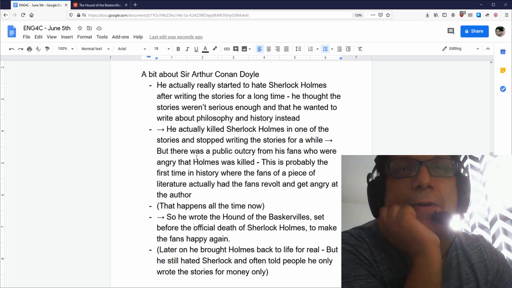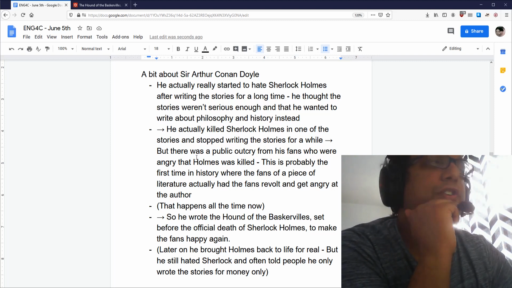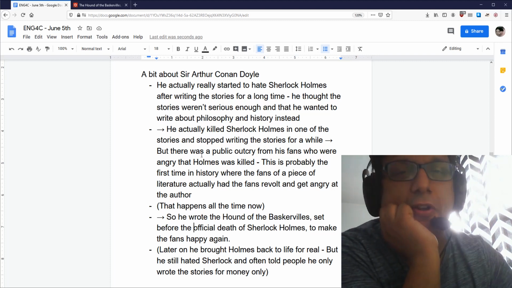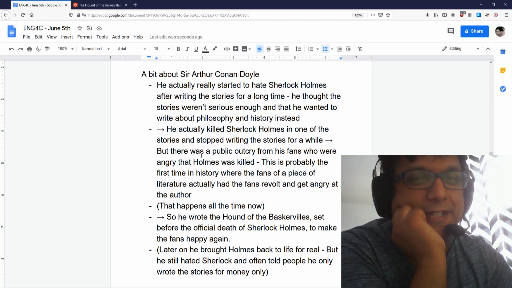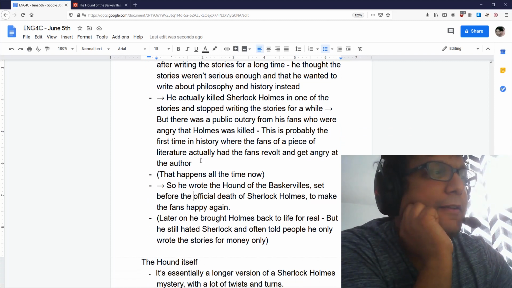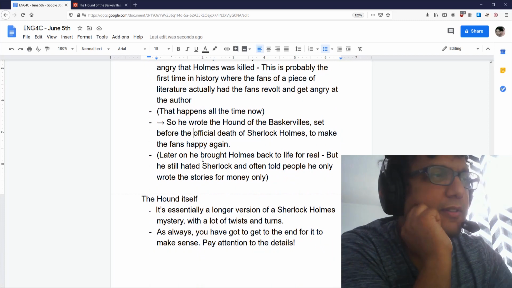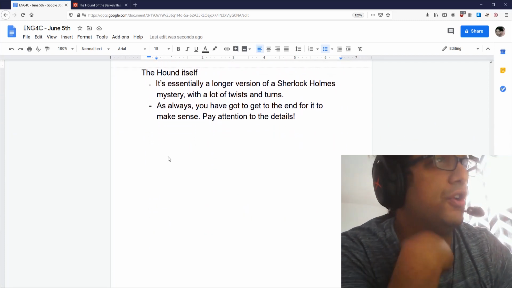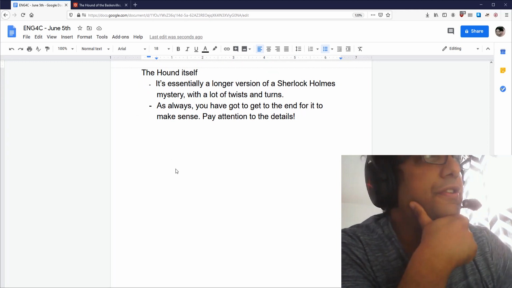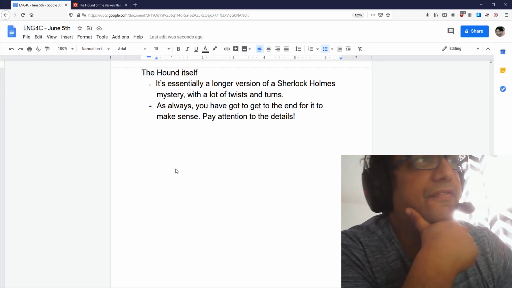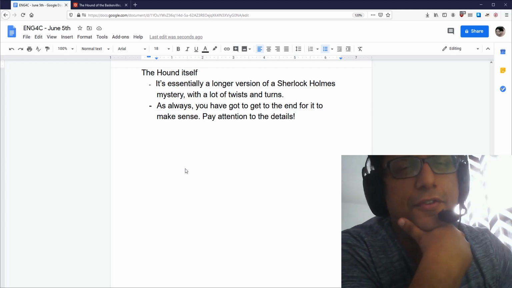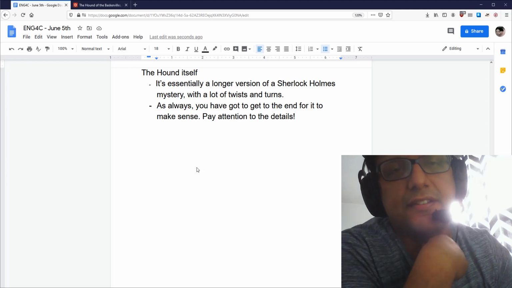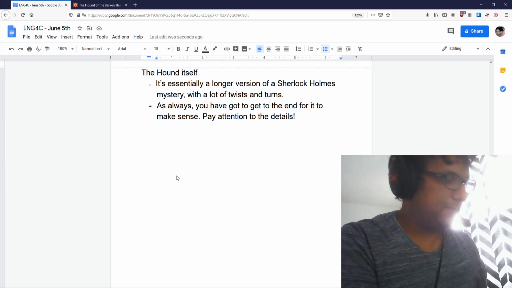When it first came out, people were very excited because Sherlock Holmes was dead, but now the author had brought him back, and people were like, "Oh wow, it's Sherlock Holmes again. We love this," right? So he had a huge following back then. So, the Hound itself is essentially, again, a longer version of the Sherlock Holmes mysteries with a lot of twists and turns. And as always, you have got to get to the end of it for it to make sense, right? Mysteries make sense in the end. So, as you read it, you're going to have to pay attention to the details.